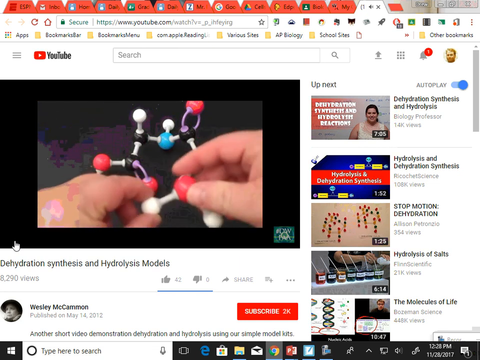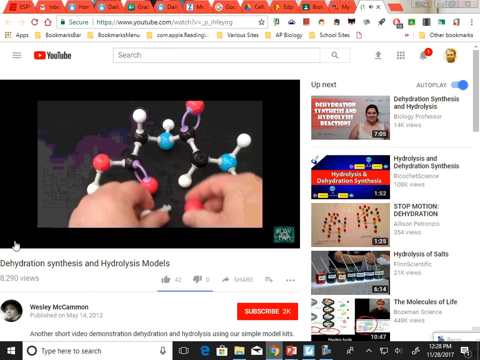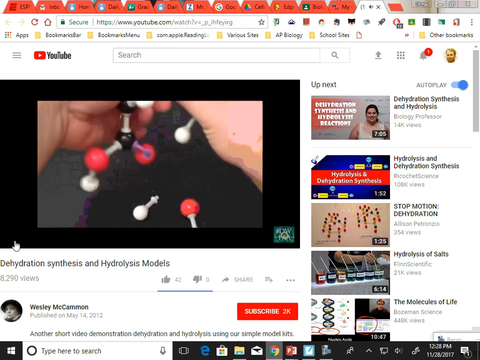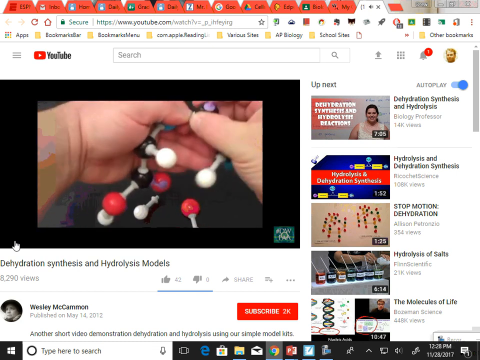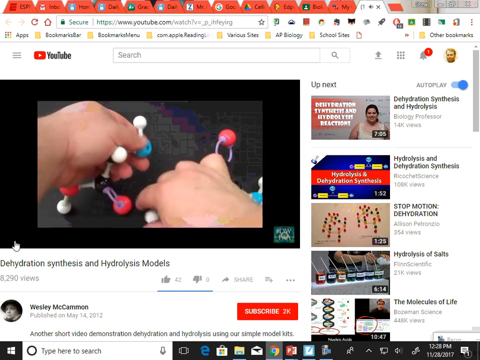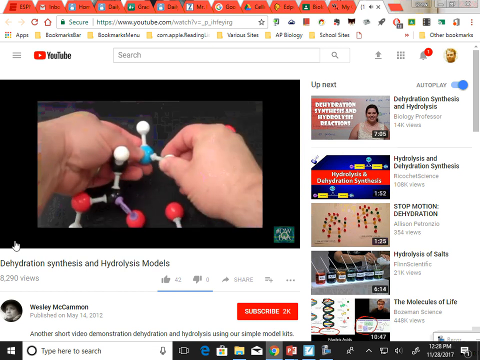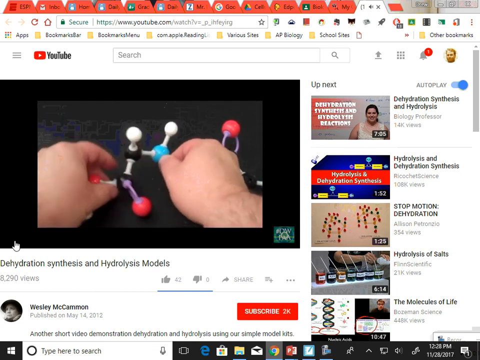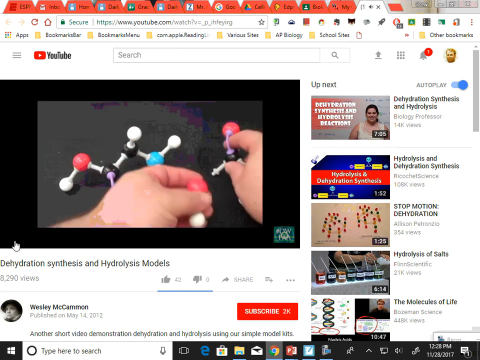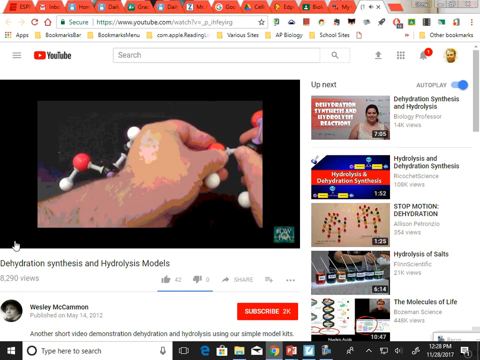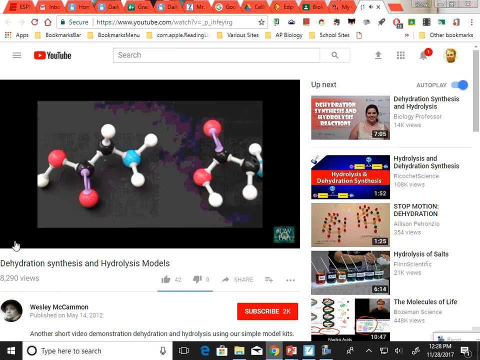So we're going to disassemble our water. We're going to disassemble in the same place we took it apart. We're going to add this hydrogen back to this amine group. And we're going to add our OH back to this carboxyl group. And we just performed hydrolysis. We have separated two amino acids that were joined together, using water to split them.